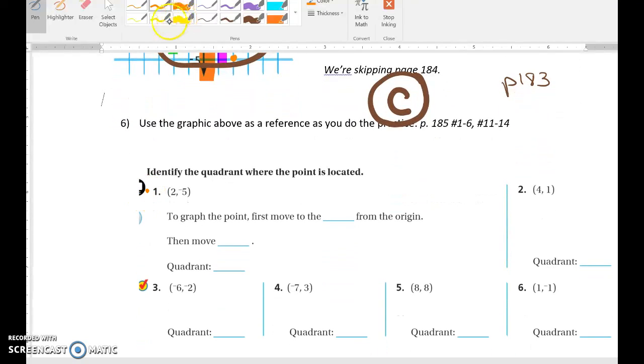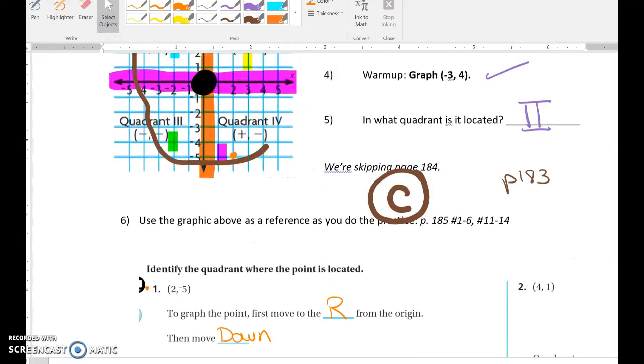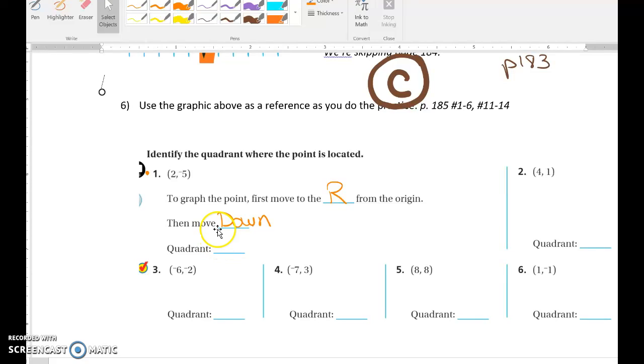So to graph the point, first we move to the right from the origin, right? And then we move down, okay? So that quadrant that is to the right of the origin and down is quadrant 4, okay? And once we get really good with our signs, we won't need to graph them.